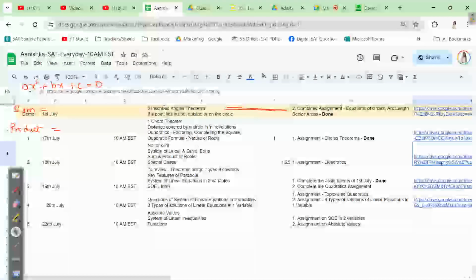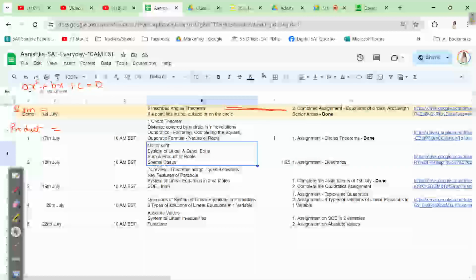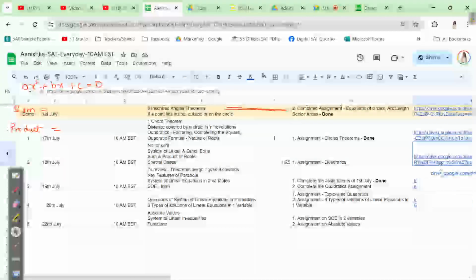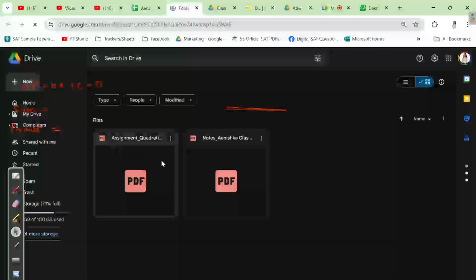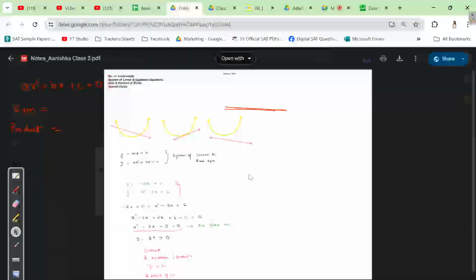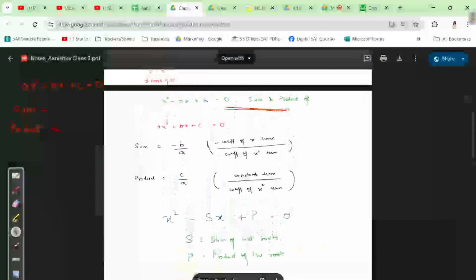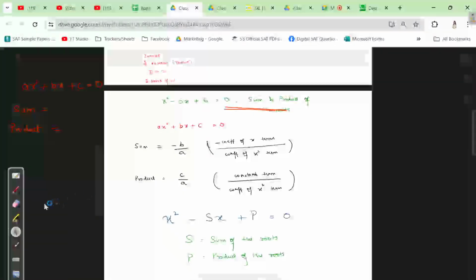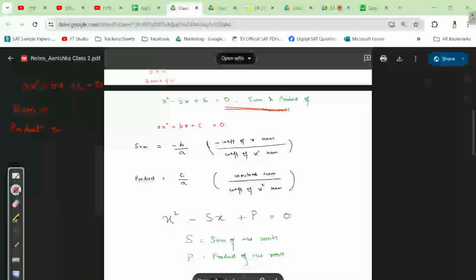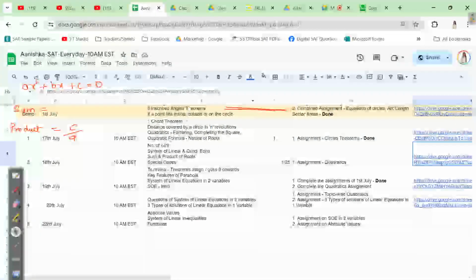And now if you don't know what to do, then just go to the class where we did sum and product. So that's this class. You open this folder and you will find the notes, and here you will find the formula as well. This is the formula. Sum is equal to negative b over a and product is equal to c over a. So we need the product, so I'm writing c over a. That's how you also have to do the questions after the class. So if you feel stuck, you identify the topic and then you open the notes.